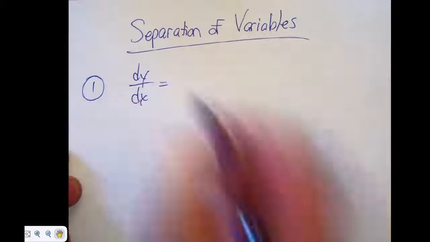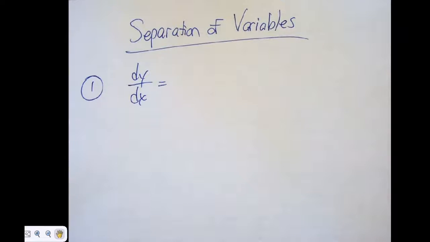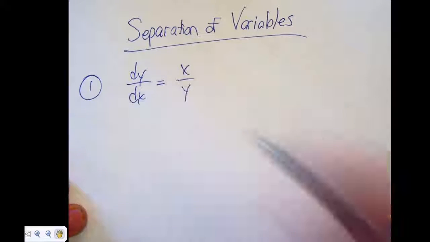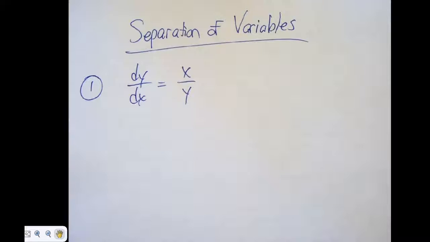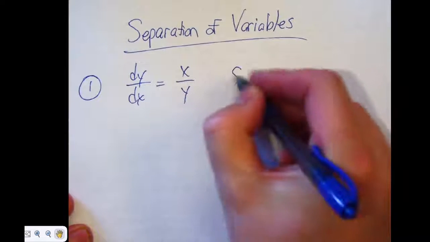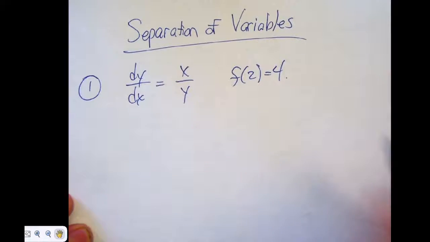So these are kind of annoying to make up. So I made them up earlier and wrote them down. So we're gonna do those. So dy over dx equals x over y. And then f of 2 equals 4. And I'm going to say find f of 3.